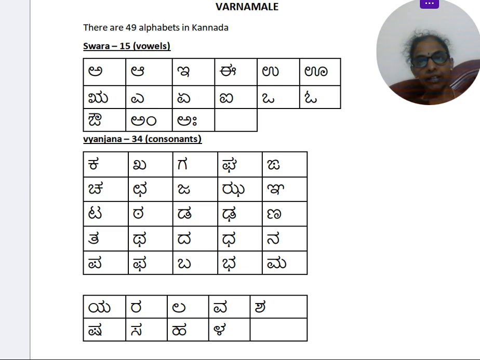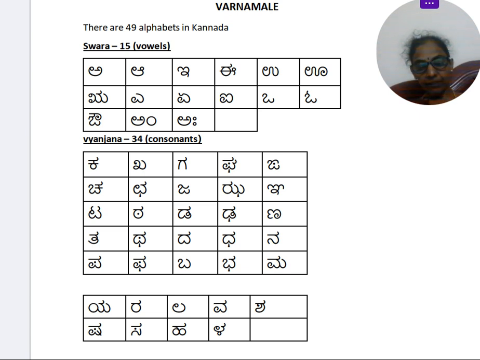I will be providing a link for downloading Savi Kannada Grade 1 Part 1. Part 1 covers the alphabets. So, a brief about the method that will be used. As you can see here on the screen, there are 49 alphabets in Kannada. These alphabets will be taught in 10 lessons.